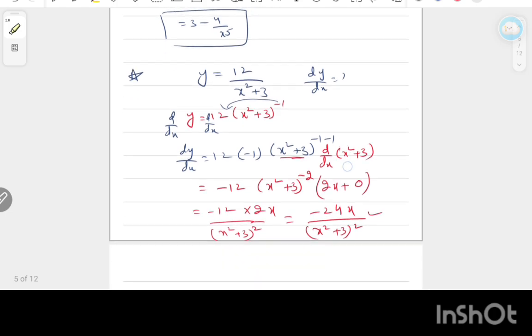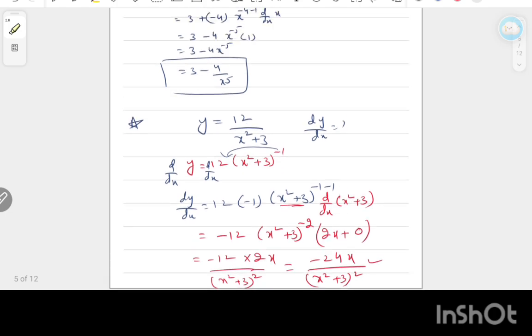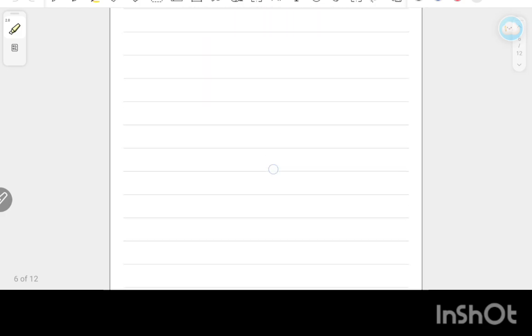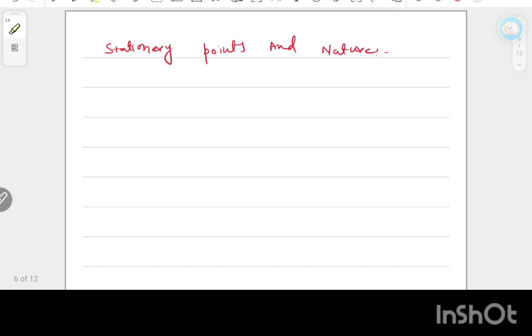Hopefully, dear student, you can understand this type of question. Now, dear student, we have to find the next type of question. It is very important. It's the stationary point. I have to write it.